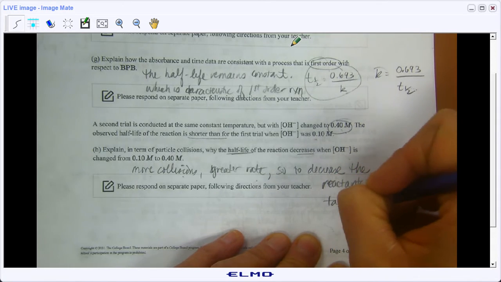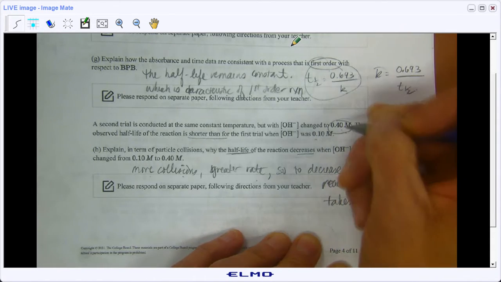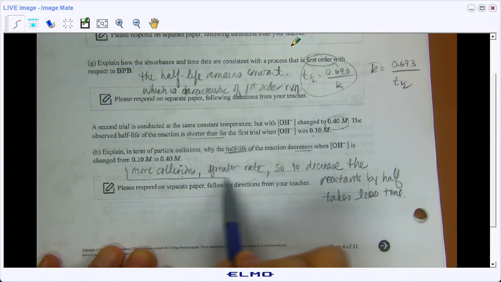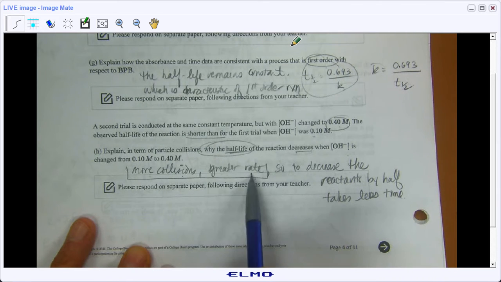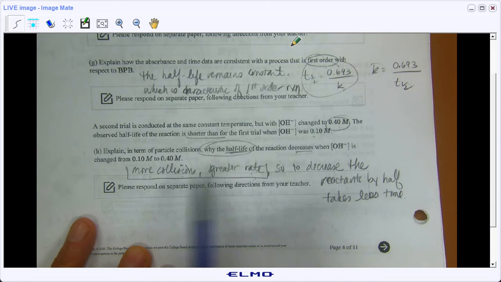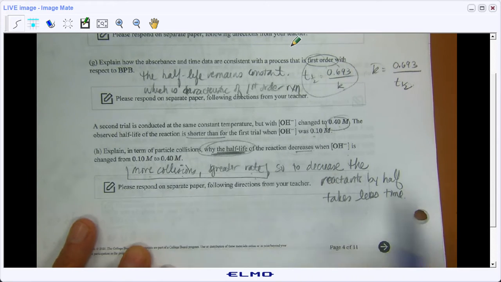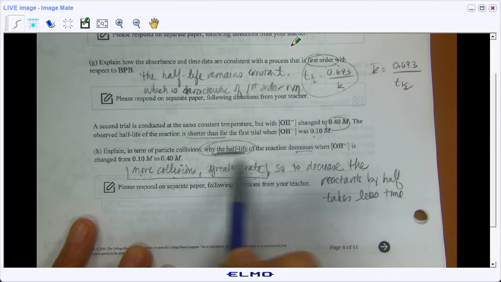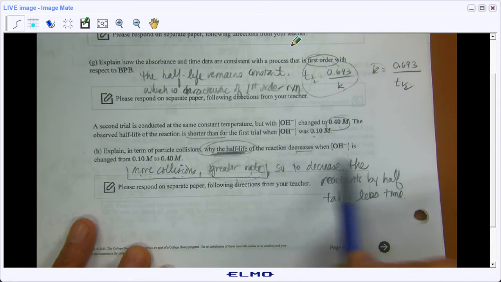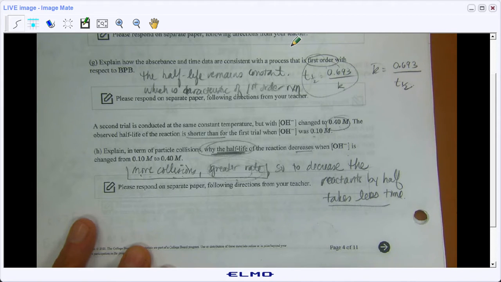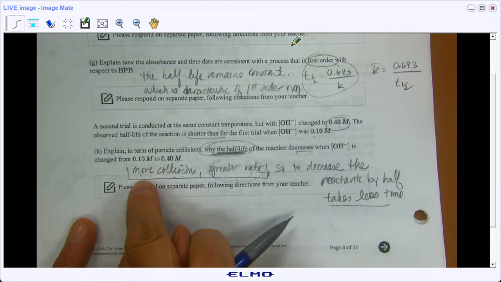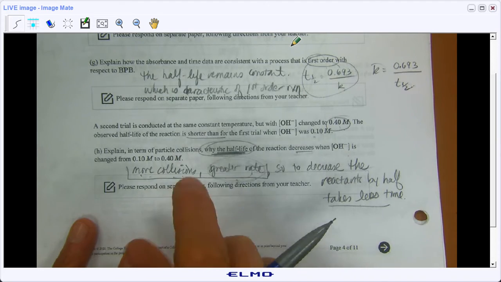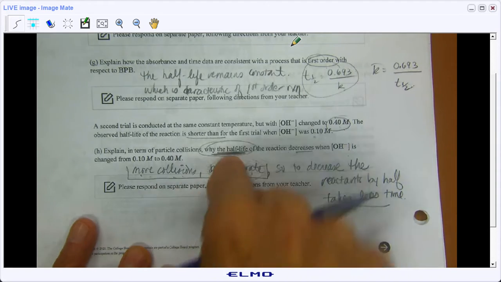Takes less time. So if you just stop here, you wouldn't get the point, I don't think, because they say, why does the half-life decrease? They don't say, does it go faster or slower? So take it all the way to the prompt of what they're saying. More collisions mean a greater rate, and the greater the rate, the less time it takes to cut your concentration in half. So connect it to the thing they're asking about. Do you see what I'm saying? So they didn't say, would increasing the concentration cause the reaction to go faster or slower? They said, what happens to the half-life?